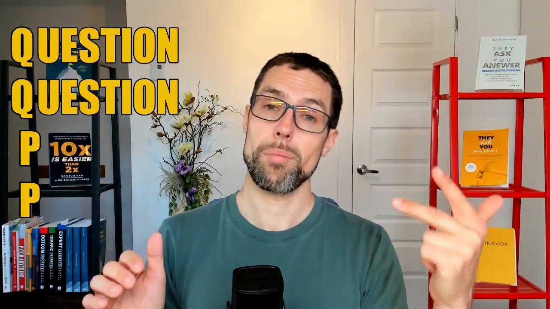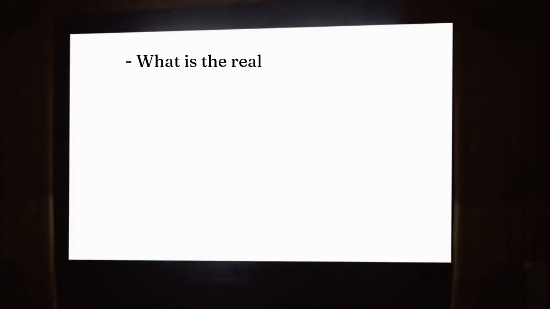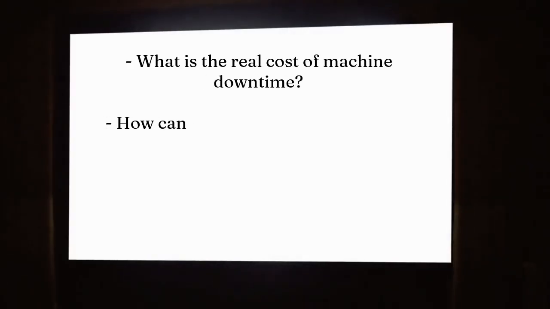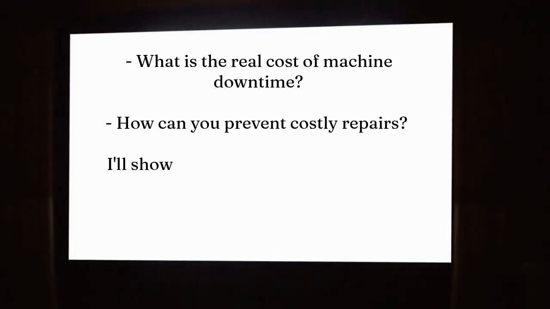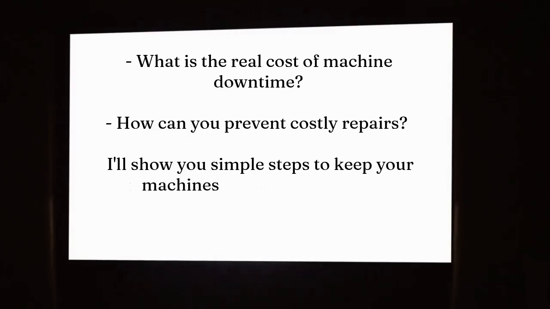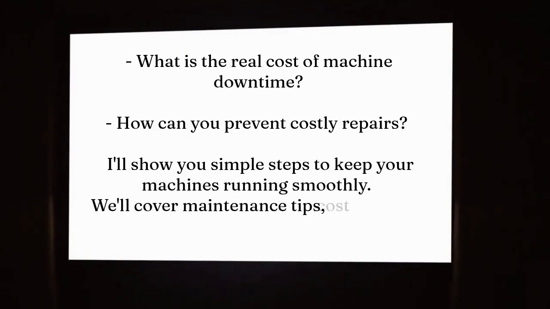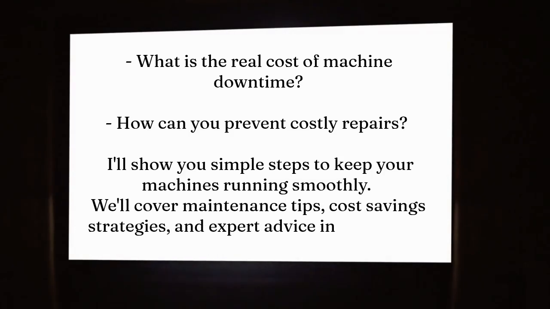And one of the things that we use is the QQPP or the PEP method. The QQPP is question, question, promise, preview. Here's an example of what you could do: What is the real cost of machine downtime? How can you prevent costly repairs? I'll show you simple steps to keep your machines running smoothly. We'll cover maintenance tips, cost-saving strategies, and expert advice in this article. Obviously, you want to put a bit more around these simple sentences, but you get the point.